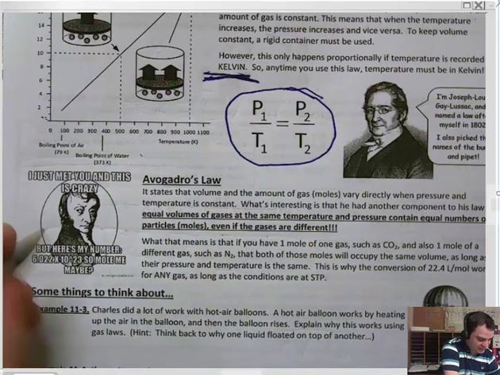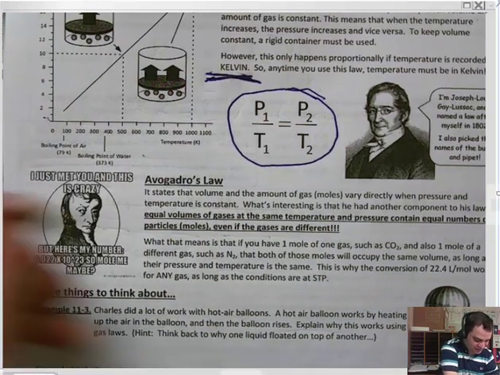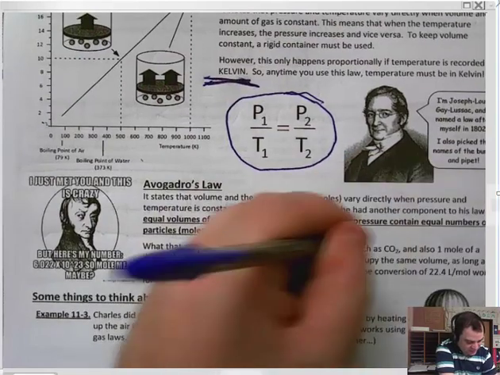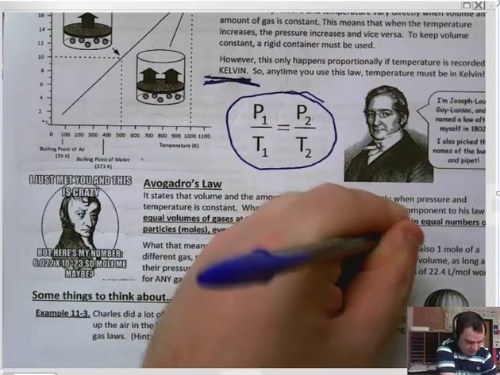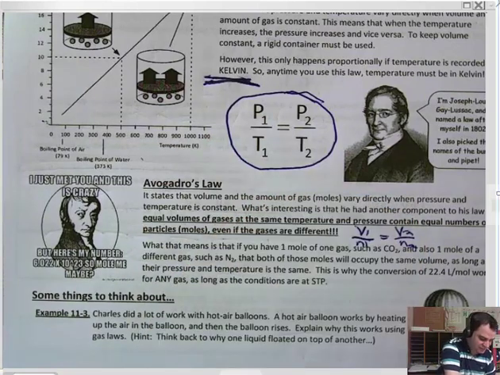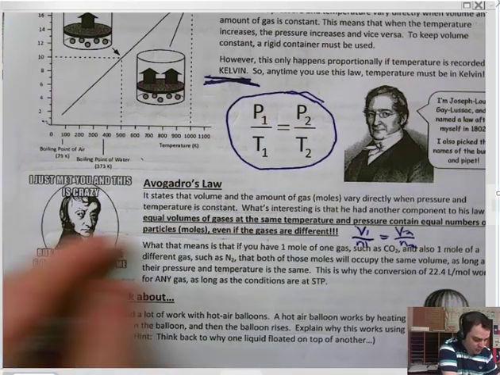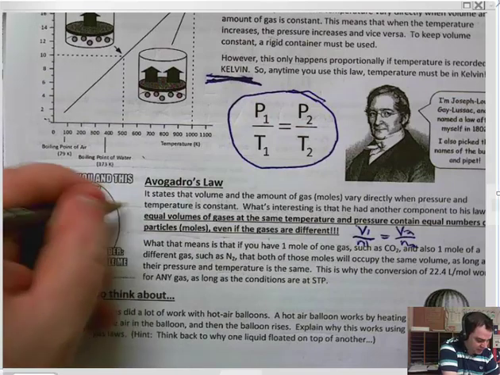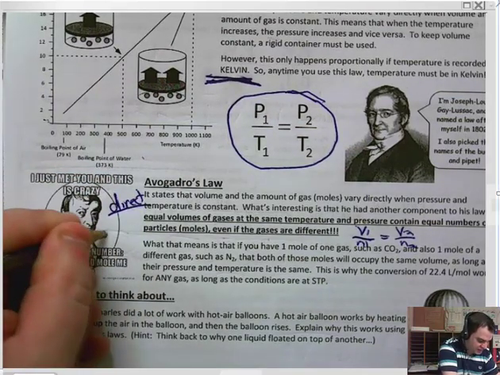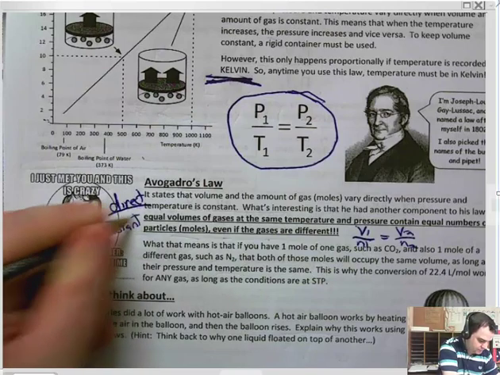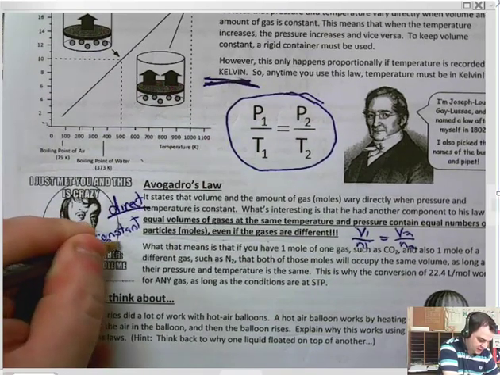So his law is, why didn't we write this here somewhere? His law is V1 over N1 equals V2 over N2. Okay? And what was constant for Avogadro's law? Remember, he's a direct guy. What was constant? P and T.